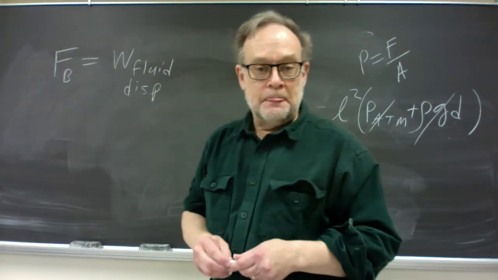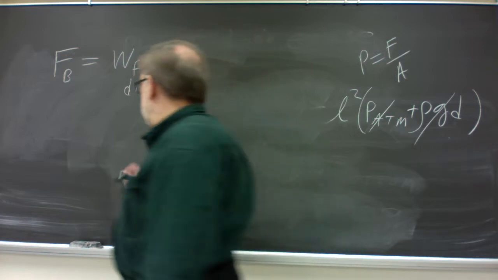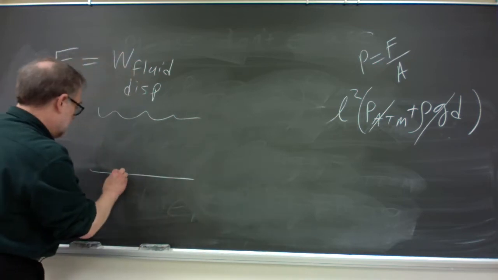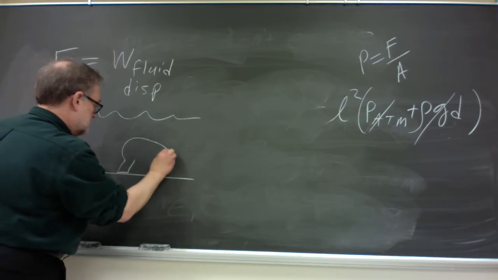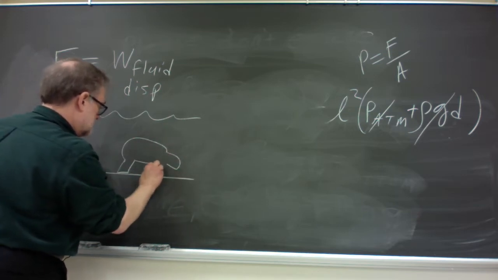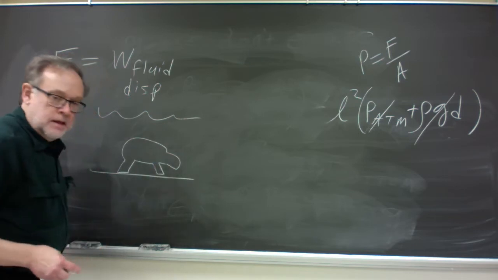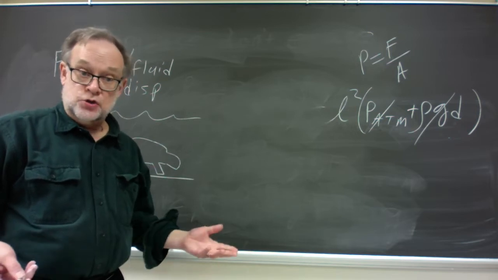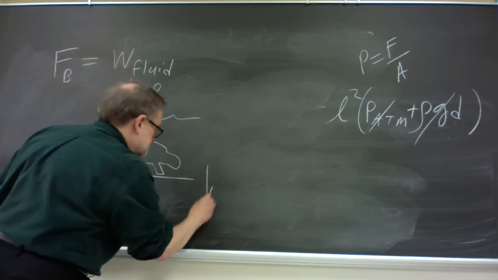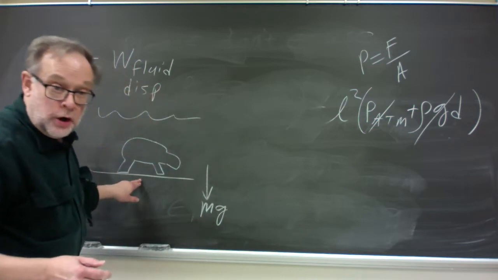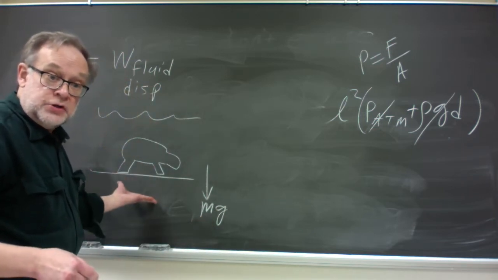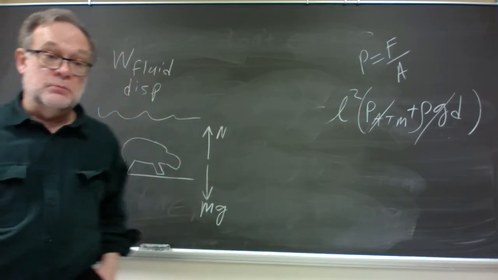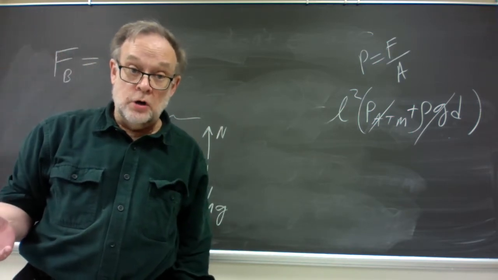Let's look at a couple examples of that. Imagine down in the riverbed, you've got a hippopotamus walking along the bottom of the river. And what are the forces on that hippo? Well, obviously there's the weight of the hippo pulling down. And the hippo is walking on the riverbed, so there's a normal force from this surface pushing up on the hippo. And then, of course, the hippo is immersed in water, so there's a buoyant force from the water pushing up on the hippo.